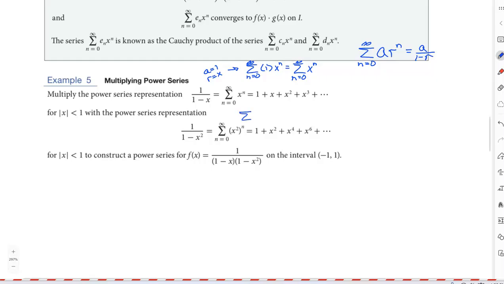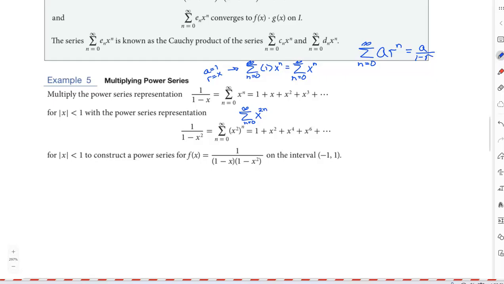So this is the sum from n equals 0 to infinity of x to the 2n. When we have a power to a power, we multiply those powers together. And then if I were to plug in 0, I would get x to the 0, which is 1. If I plug in 1, I would get x to the 2 times 1, which is 2. If I plug in 2, I get x to the 2 times 2, which is 4. And if I plug in 3, I would get x to the 2 times 3, which is 6. So that's where the series are coming from.